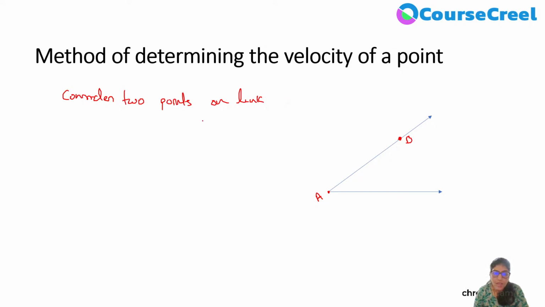Okay, so we are considering 2 points on the link, A and B. And suppose both the points are in motion, as we are considering that the link is in motion.